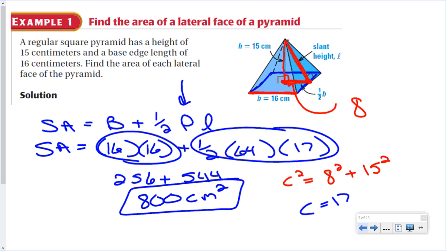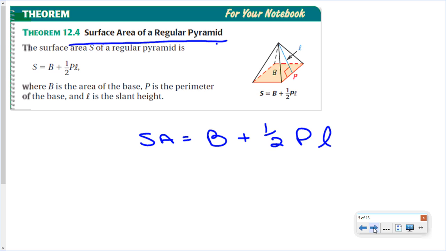Remember, this is your base. This is your lateral area. Together, that is the total surface area of 800 centimeters squared. Let's rip out the next one and keep on going here.